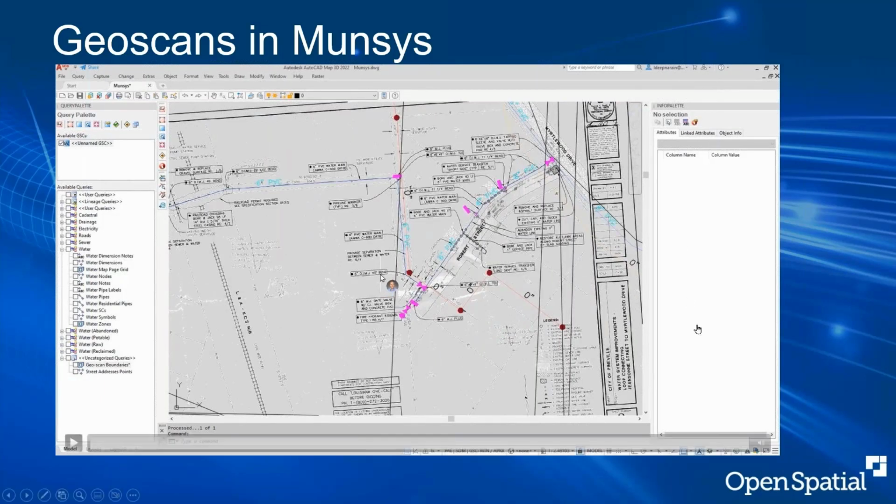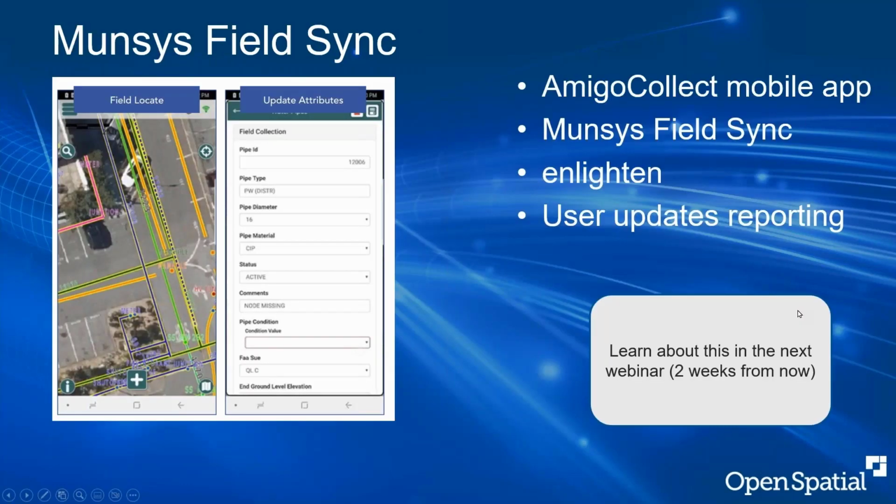So I'm showing you all of that because we've duplicated this functionality. Once you create those boundaries in Munsys, the putting it as an underlay and drilling down and displaying the plan, we've duplicated that in Enlighten so that it's a seamless process. I'll show you that when we get to the Enlighten section. So that's Geoscans.